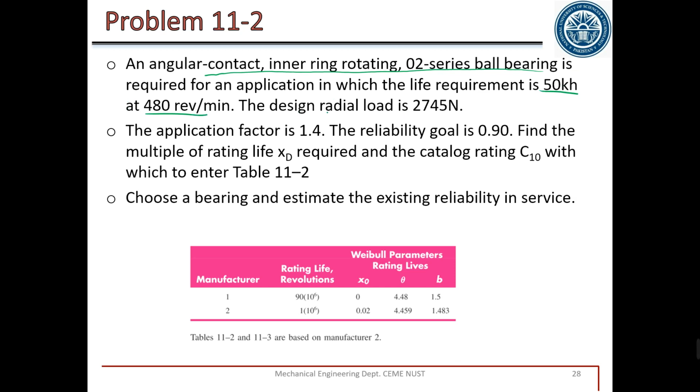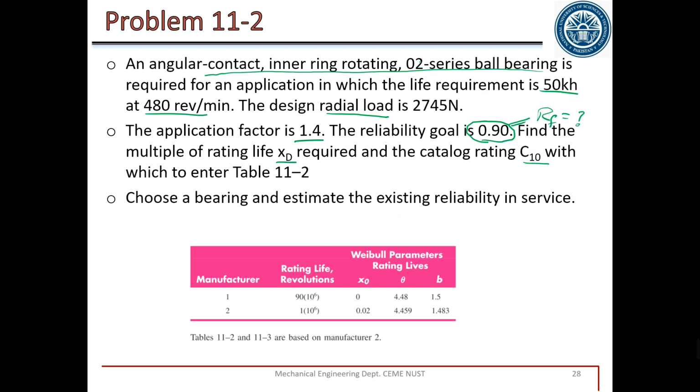The design load is radial, as they have already given us. Application factor is 1.4. Reliability goal is 0.9. Find the multiple rating factor XD. We need to calculate XD, and then calculate C10. From this C10, we need to select a bearing. Once we select a bearing, we need to come back here to check the final reliability.